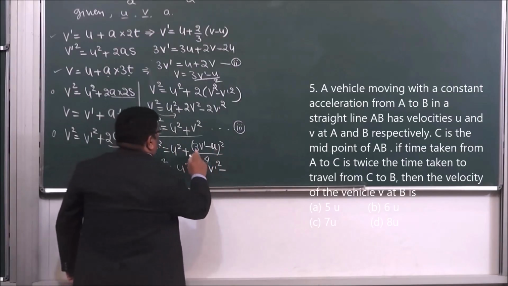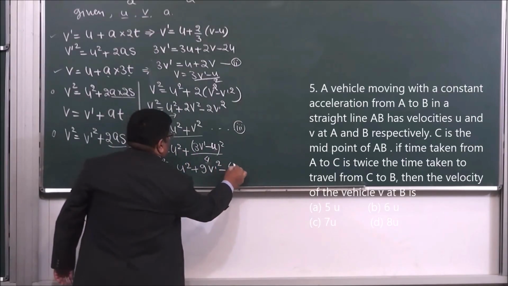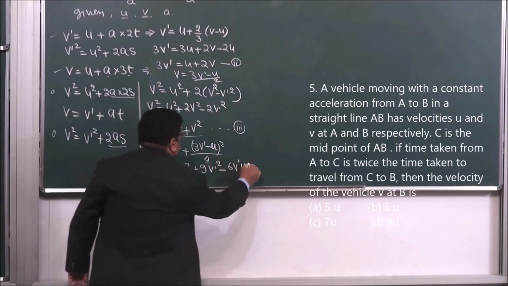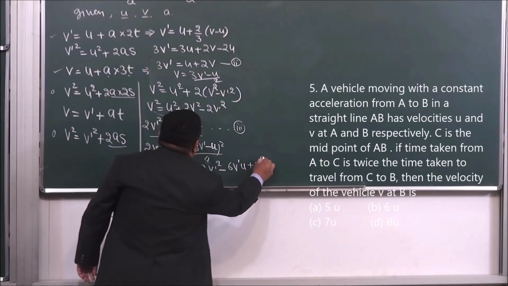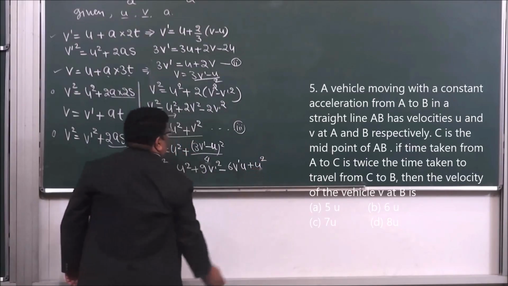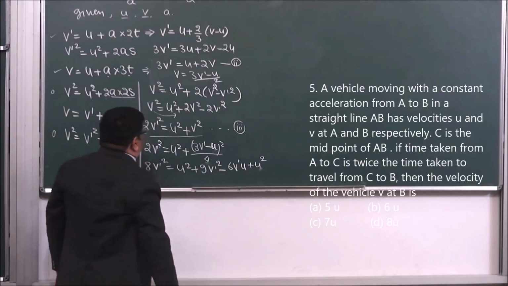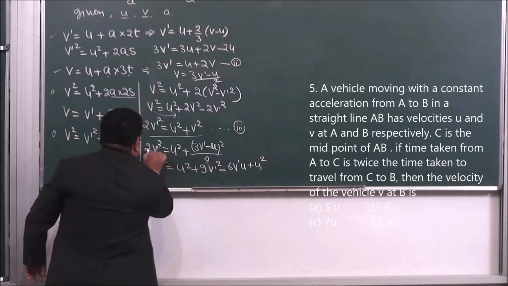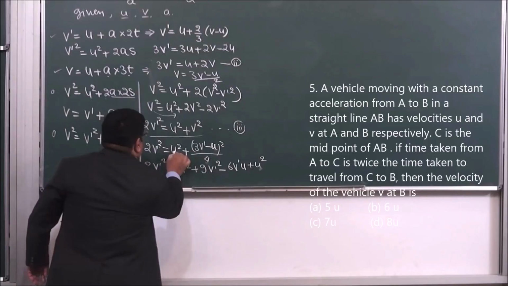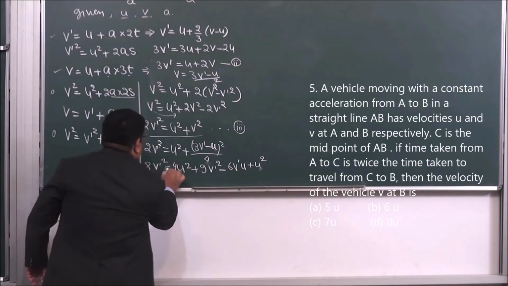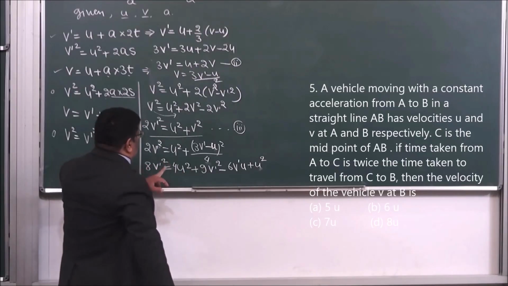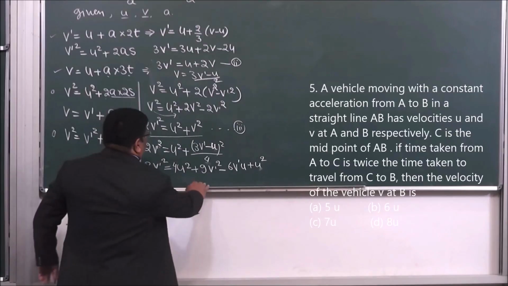So 6v dash into u plus u square. Okay, 4 2s and 4 into u, 4u square. This is what you have got here. Now this is in terms of v dash and u.